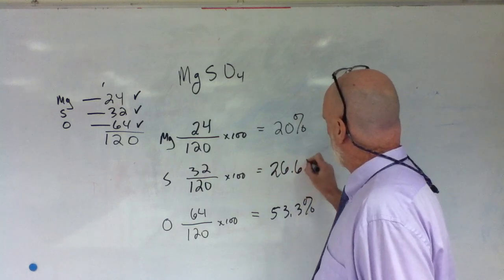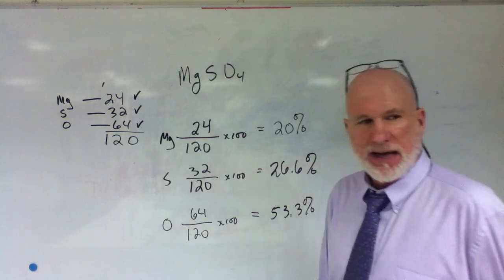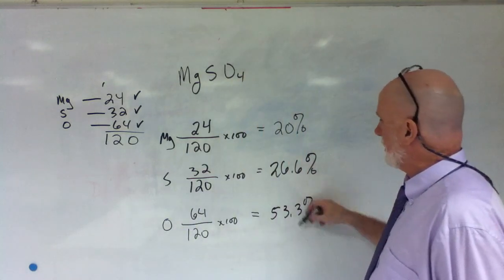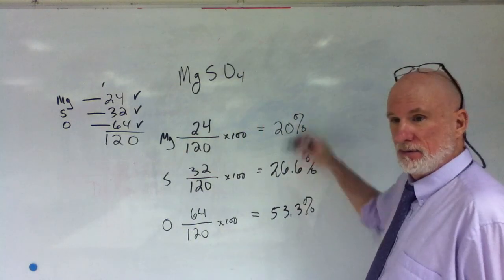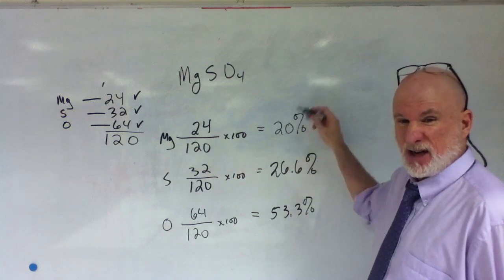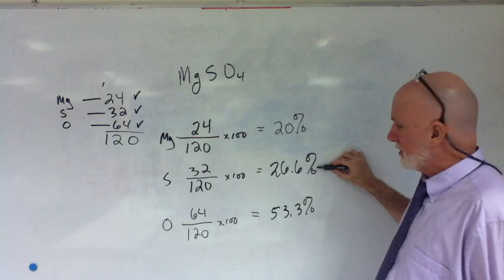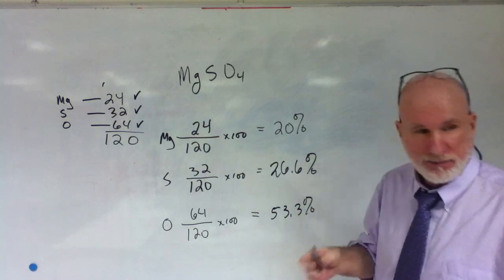26.6. Connor Sullivan, excellent, well done. Now, you may want to check to see if that's going to be approximately 100%. You may have a little round-off error. So that's going to be, what? 46.6, 53.3, close enough. You have a little round-off error.